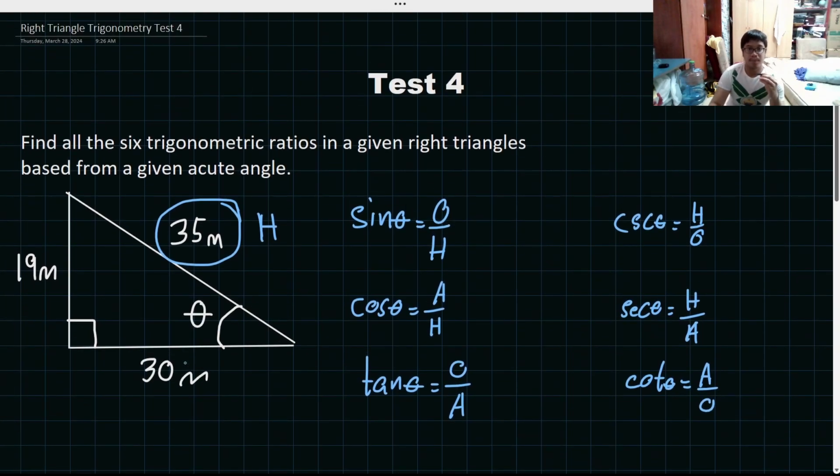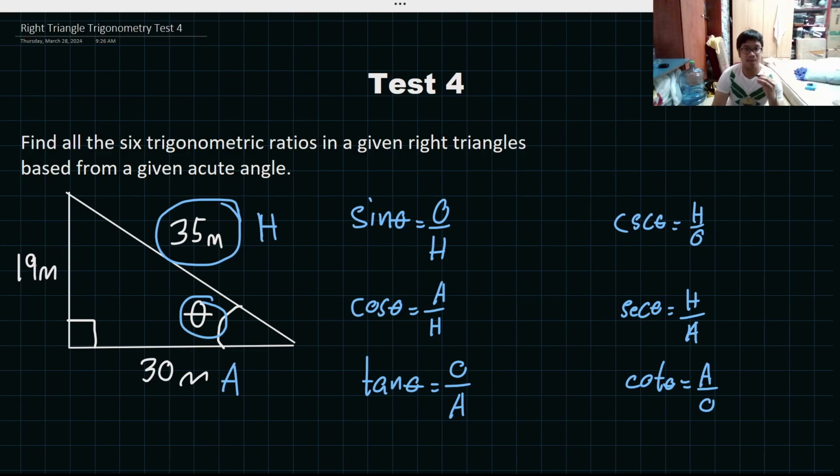Remember that the adjacent side is called adjacent because it is adjacent to the given acute angle, the acute angle we are referring to. In this case, the only side that is adjacent to it is 30 meters. When I say adjacent, it's basically another word for beside. So the base side, which has a length of 30 meters, is your adjacent.